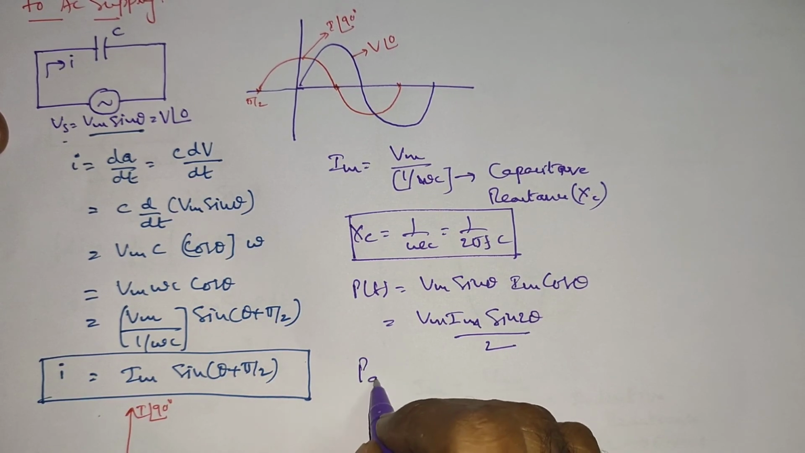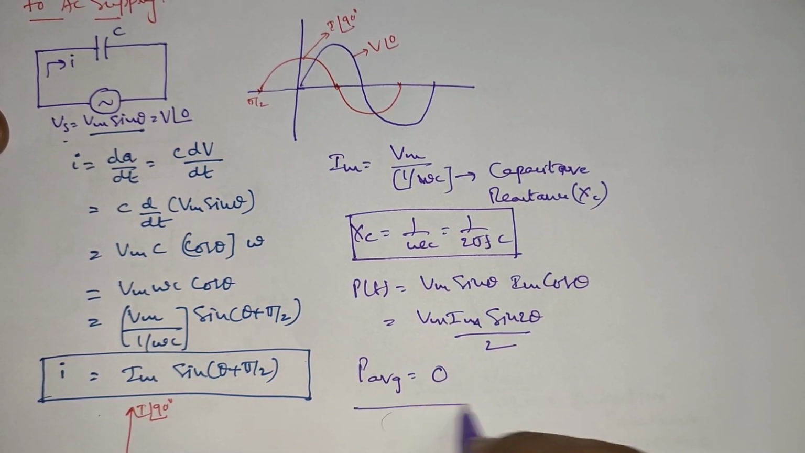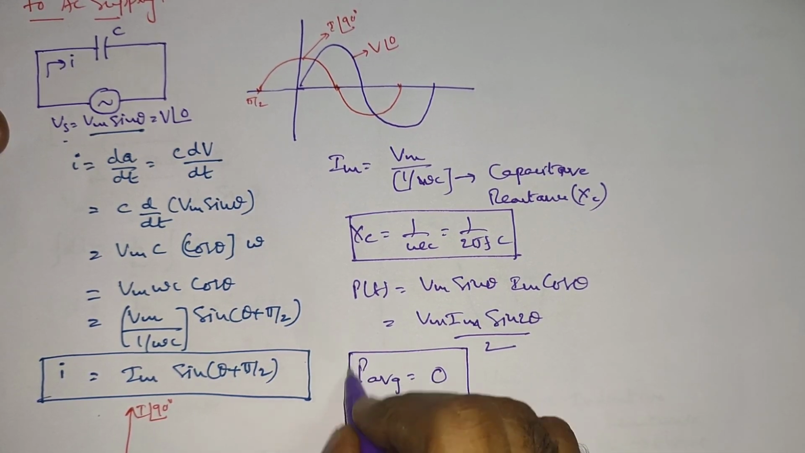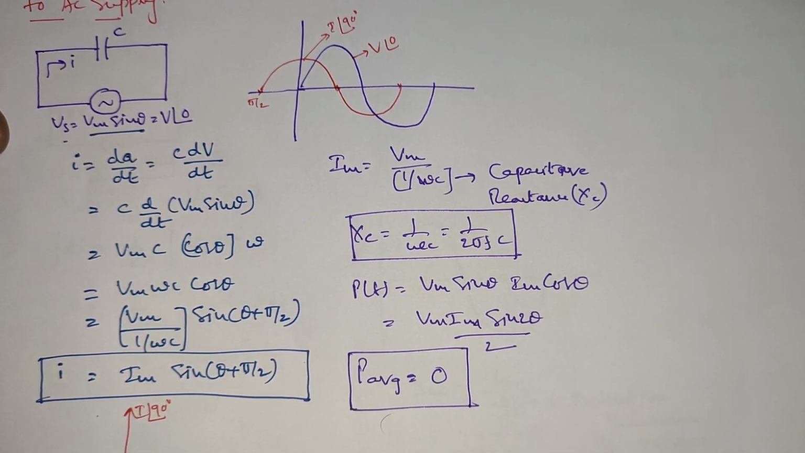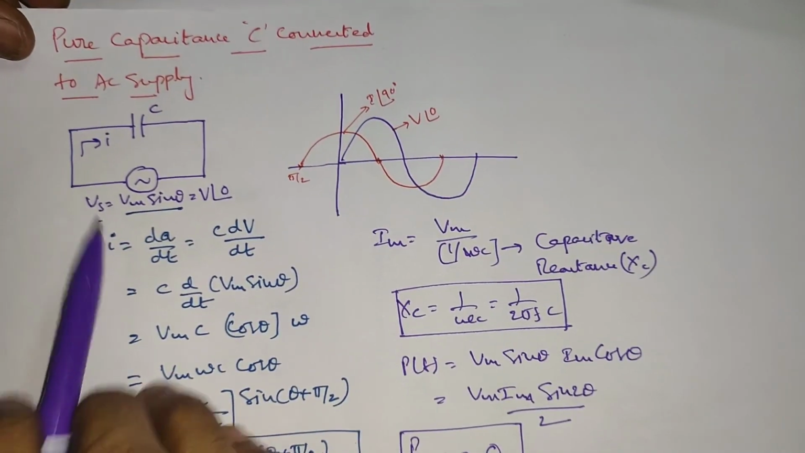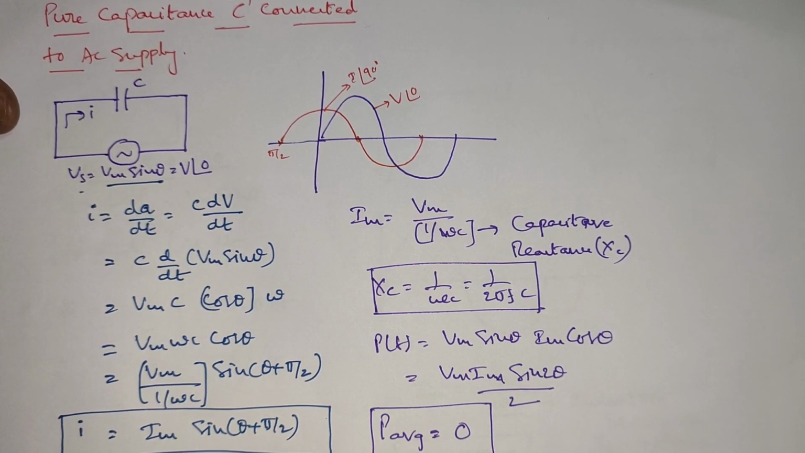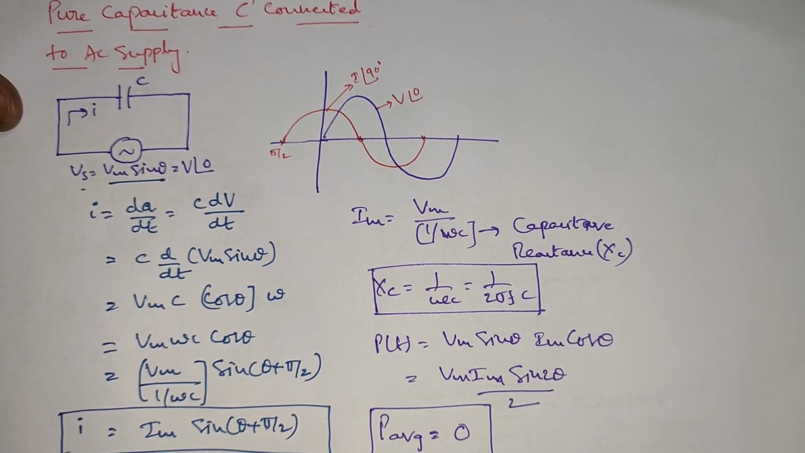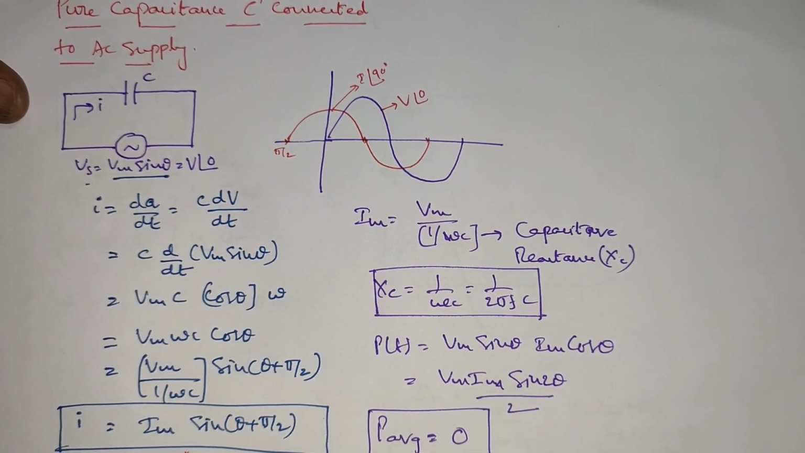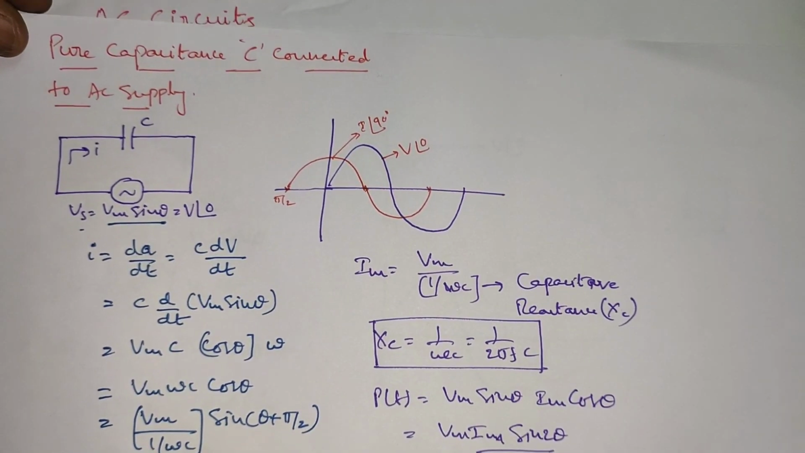If you find the average power over one cycle, as we have a sinusoidal term here, this becomes equal to 0, because whatever positive values we have in the positive half cycle will be cancelled in the negative half cycle. So here also we can observe that the pure capacitor does not absorb any average power, or you can say that the average power absorbed by a pure capacitor connected in an AC circuit is equal to 0. So this concludes the session.